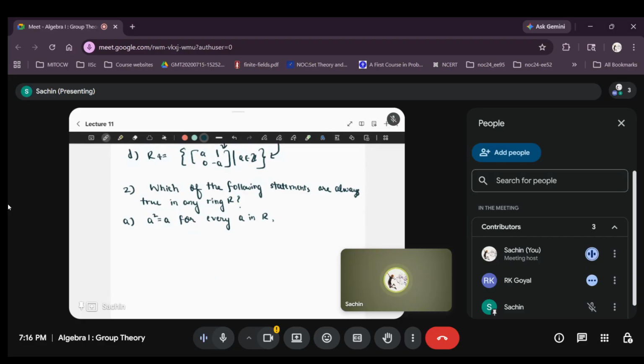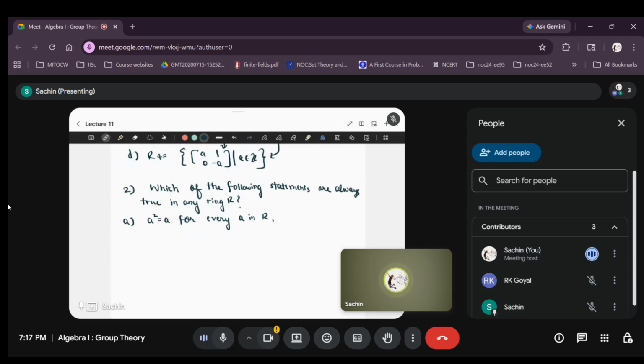No, A square is equal to A is not true. It's not necessary, right? 2 times 2 is 4, right? It's not 2. It's not saying A square is in R. It's saying A square is equal to A for every A. But that's obviously not true from just a counterexample. Only the identity element will definitely have this property. E square is equal to E for every ring R. But other elements might not have that property.